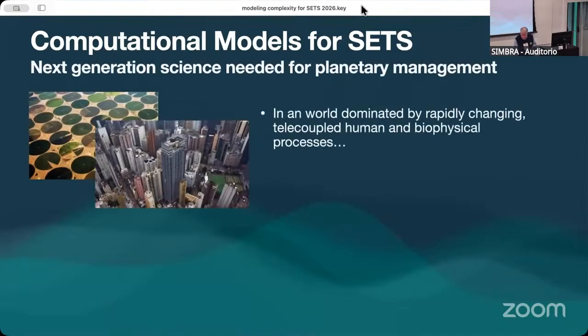So what does that mean? We live in this world that is dominated by these telecoupled human and biophysical processes. So the things that happen in India affect us here, right? The things that happen in the Arctic affect people in Africa.